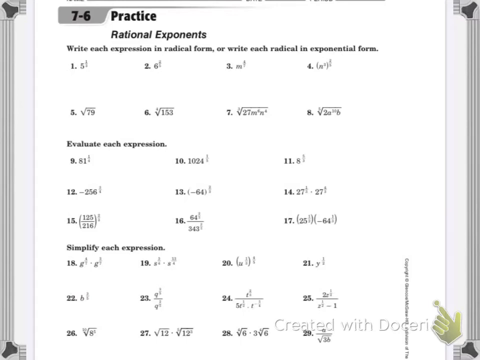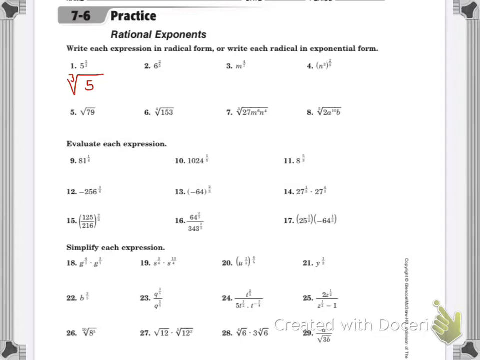All right, and so the very first number I see is 5 to the 1/3. And so I would simply write that as the cube root of 5. In order to tell me that you're taking the cube root, you do need to put a 3 there. Otherwise, I'm going to think you're taking the square root. And so we would have the square root of 5 to the first power, which is 5. So you don't have to show that that's the first power. You just leave it alone.